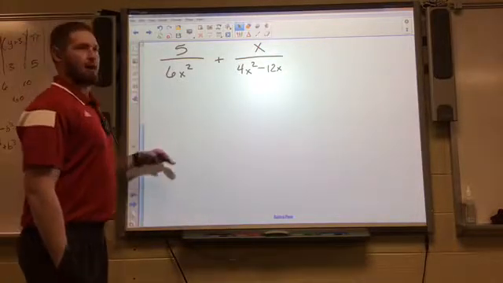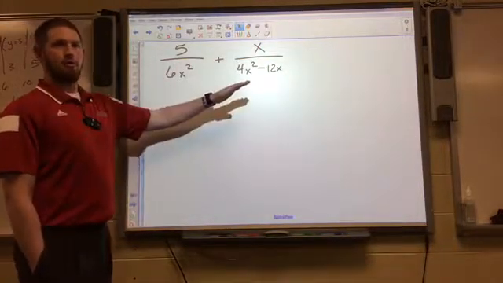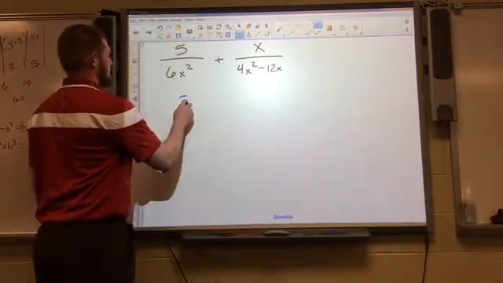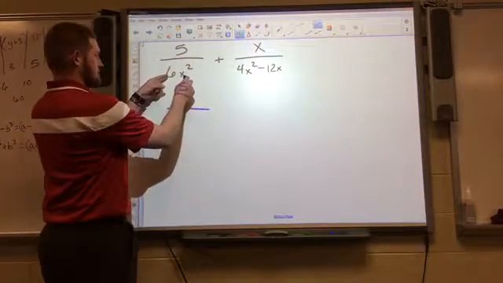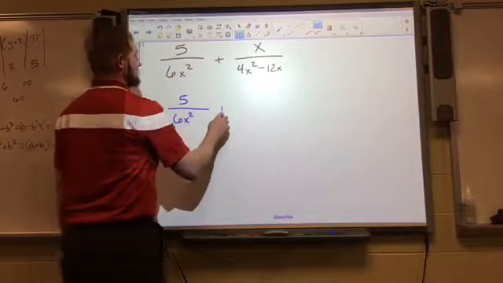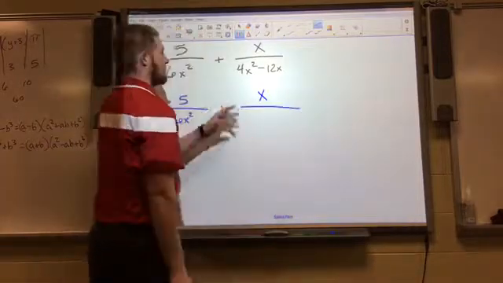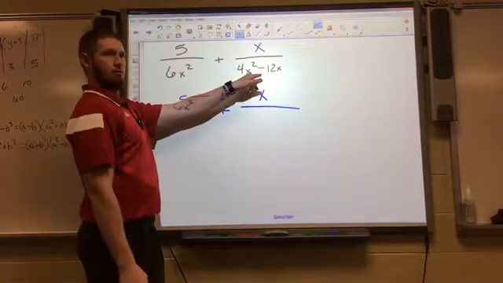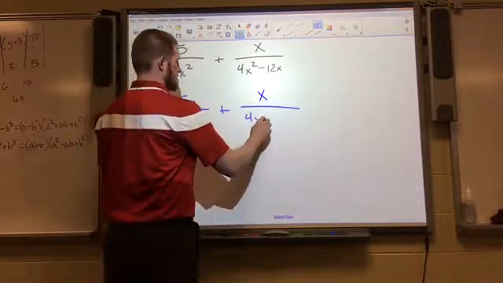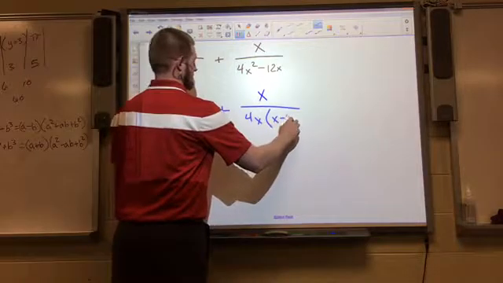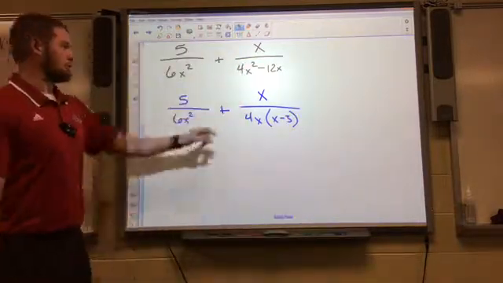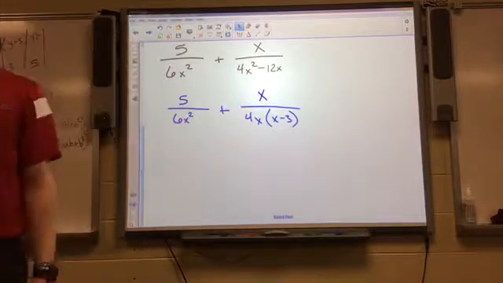Now before you do any of that, you need to factor everything. So on top I still have 5. Can I factor this? No, so I have 6x squared plus x over, what is this factored to though? 4x times x minus 3, right? So I took a 4x out of both of these. Okay, so now I have this factor.